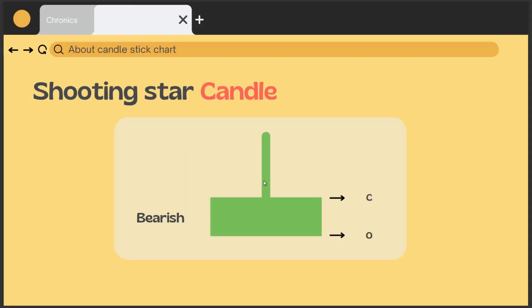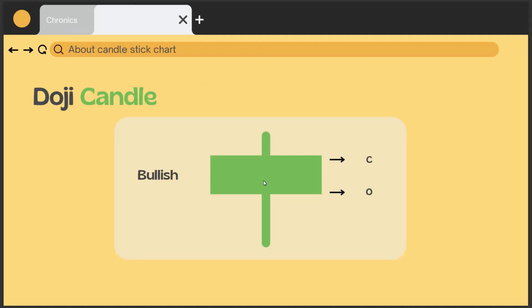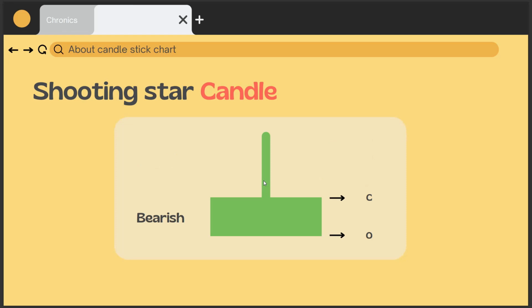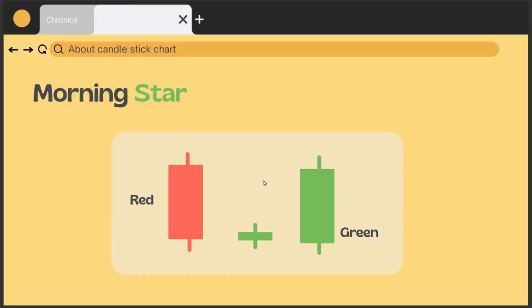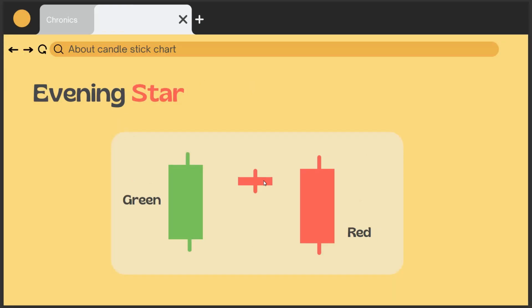So these were the types of candlestick patterns: the doji candlestick, the hammer candlestick, the shooting star, the morning star, and the evening star. And this is what most of the traders use, the morning stars and evening stars. They zoom into the graph, they see what it is all about, and then they invest.